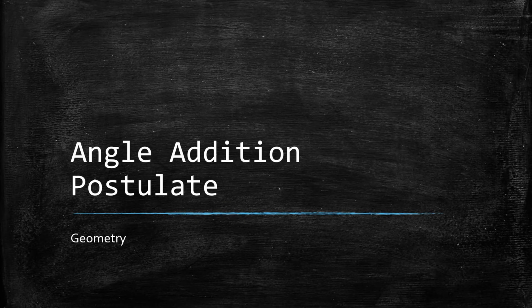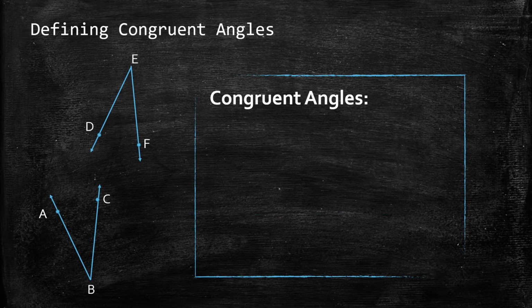Today, we will be discussing the angle addition postulate, as well as congruent angles and angle bisectors. Let's review by talking about congruent angles. Let's start with reviewing congruent segments. When we talk about congruent segments, we are talking about segments that are exactly the same size and same length.